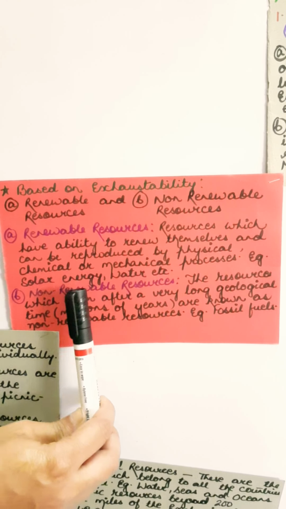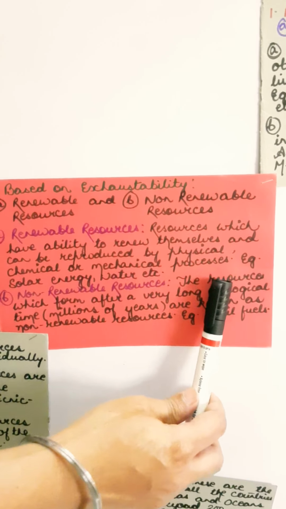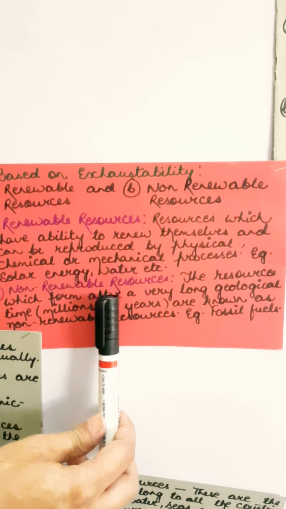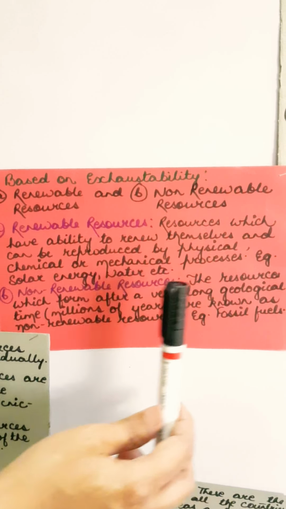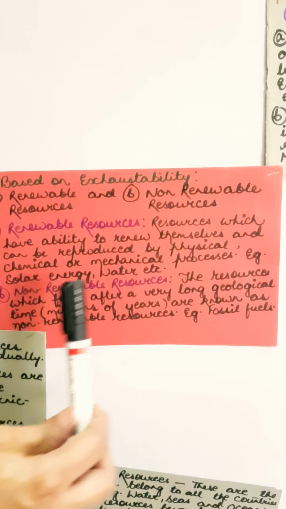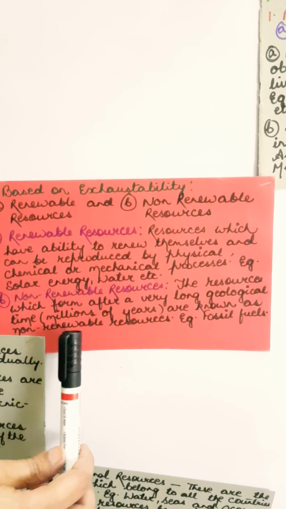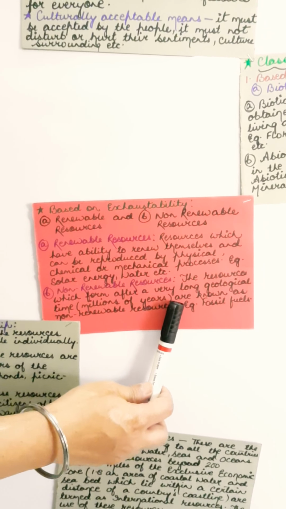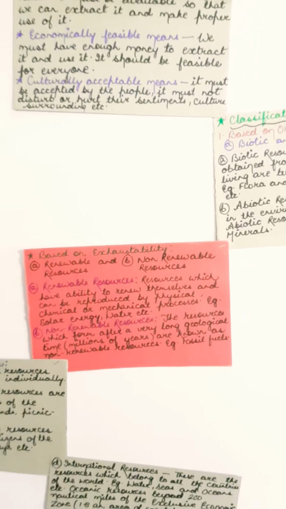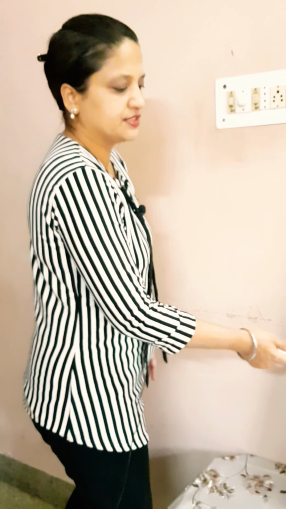Then we come to non-renewable resources. The resources which form after a very long geological time. Geological time means millions of years. These are known as non-renewable resources. Example, we have fossil fuels. Then on the basis of ownership.